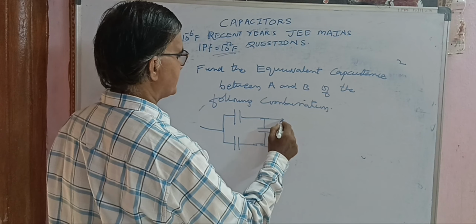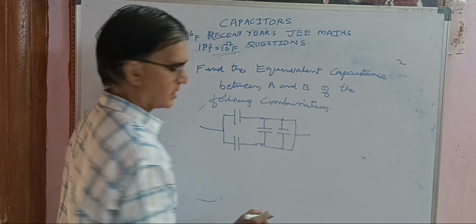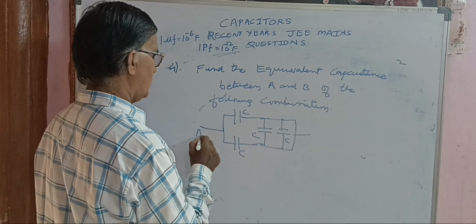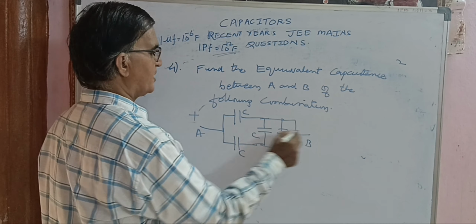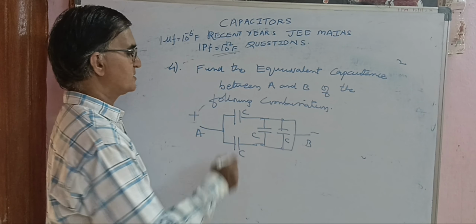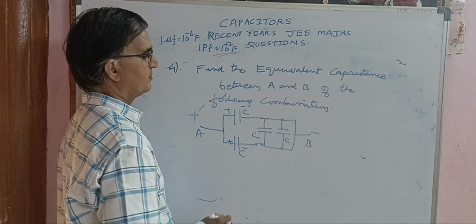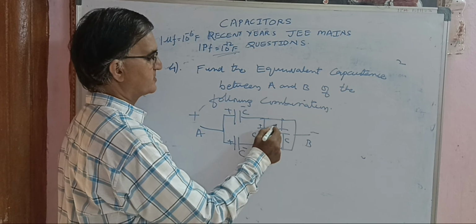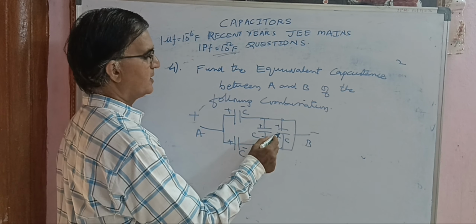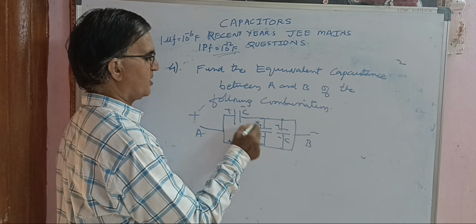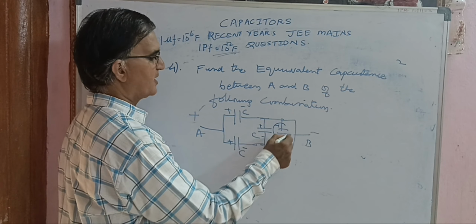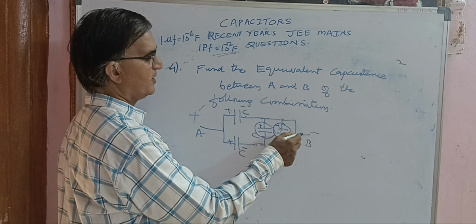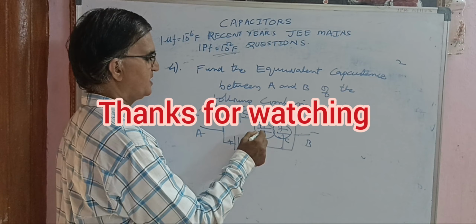All are having equal capacitance C. Between A and B, suppose you take positive polarity here, negative polarity here, what happens? Positive, negative, positive, negative. Again what happens, one positive, one negative like this. So here this polarity is not followed. Here positive, negative, positive. These two are short circuited. Polarity not followed, so these two are short circuited.